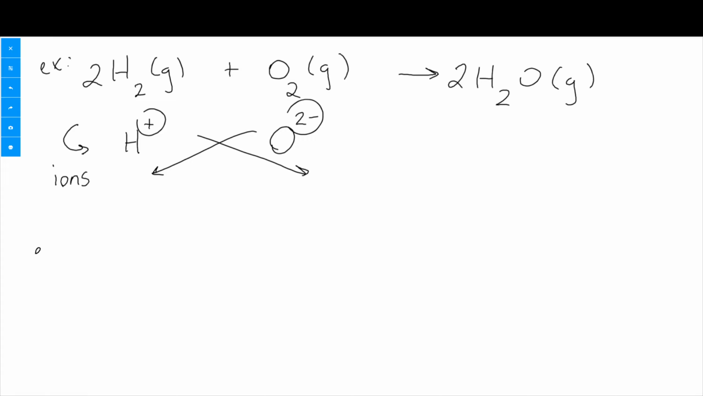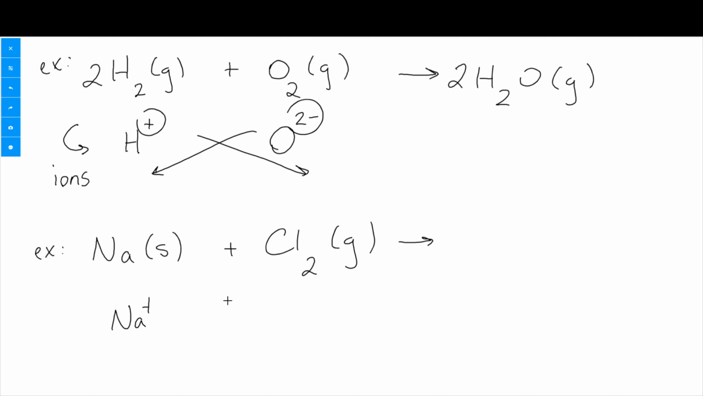Okay. Let's take an ionic compound, for example. Let's take Na, sodium solid plus chlorine gas. Again, you want to take a look at the ions. Sodium forms plus ions. Chlorine forms minus ions. So when they combine together, they form NaCl. Plus and minus just cancel out, so we can combine them in a 1-to-1 ratio.